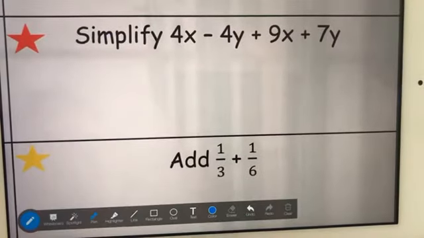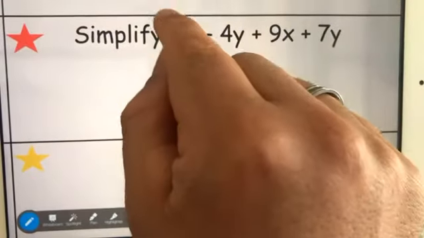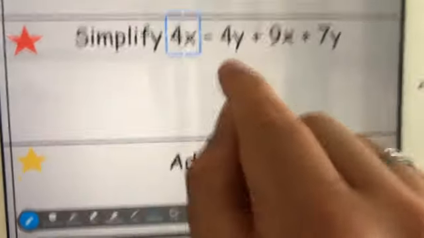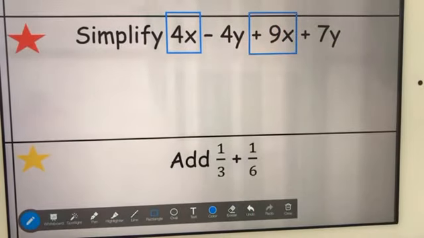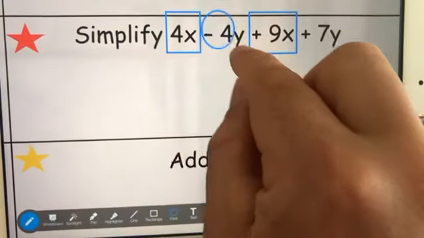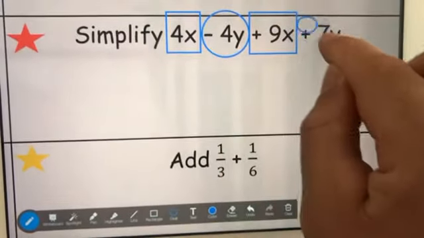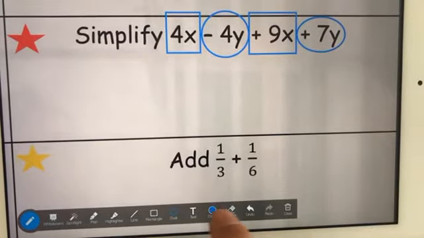Next, I got 4x take away 4y plus 9x plus 7y. I'm going to add some shapes in just to make sure I know which ones are the same. So I'm going to put some shapes around my x's. I've got 4x and 9x. Those two I'm going to put a rectangle around. Then I'm going to put some ovals around the other two.